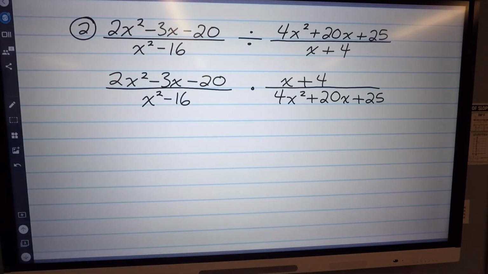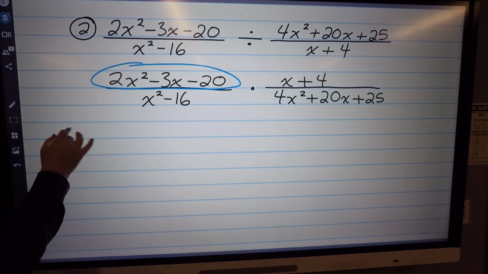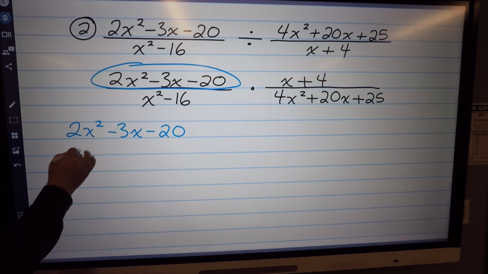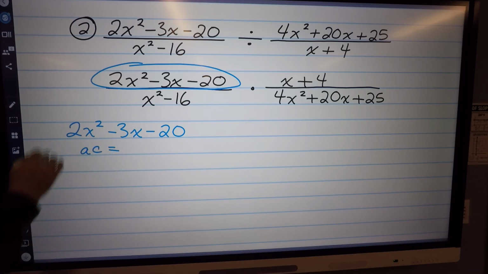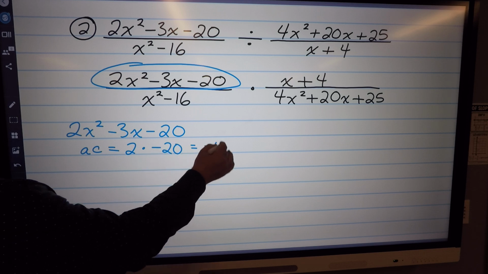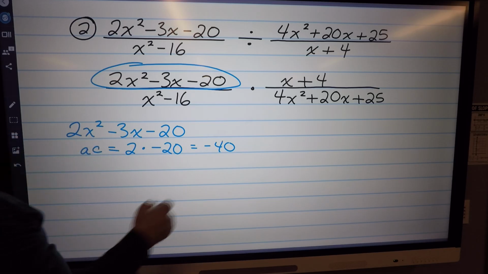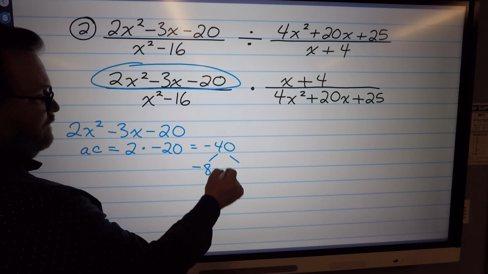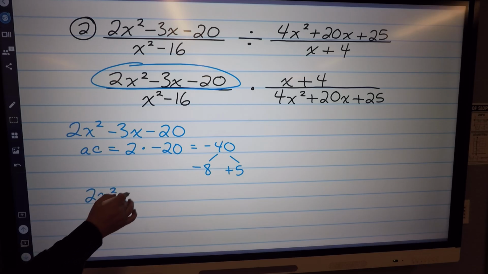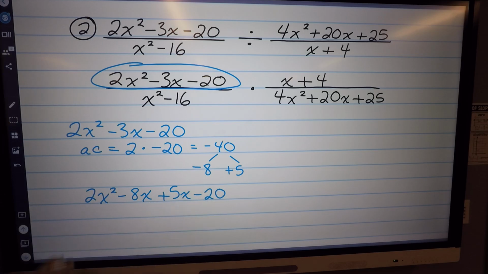Okay. Now we want to factor, first off, the 2x squared minus 3x minus 20. So we're going to do the AC method. I'm going to do 2 times negative 20, which is negative 40. And I want to find the factors of negative 40 that add to negative 3. So that's negative 8 times positive 5. So I'm going to rewrite this as 2x squared minus 8x plus 5x minus 20. And then I can factor by grouping.